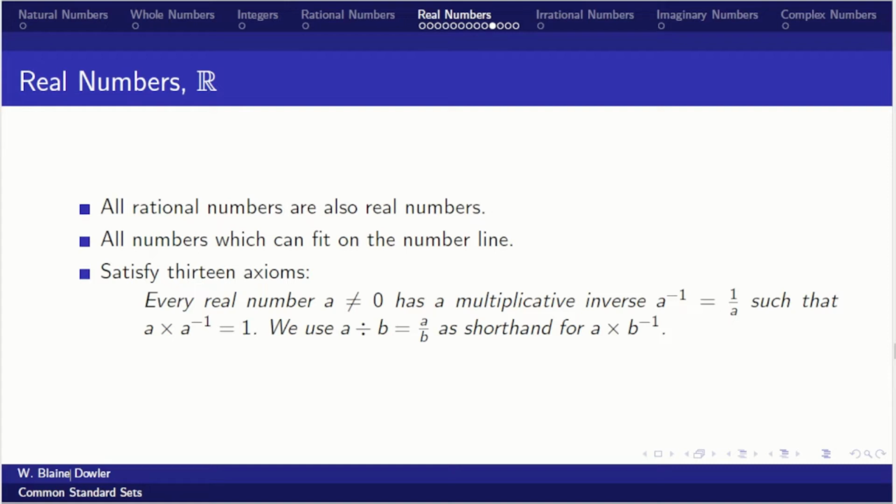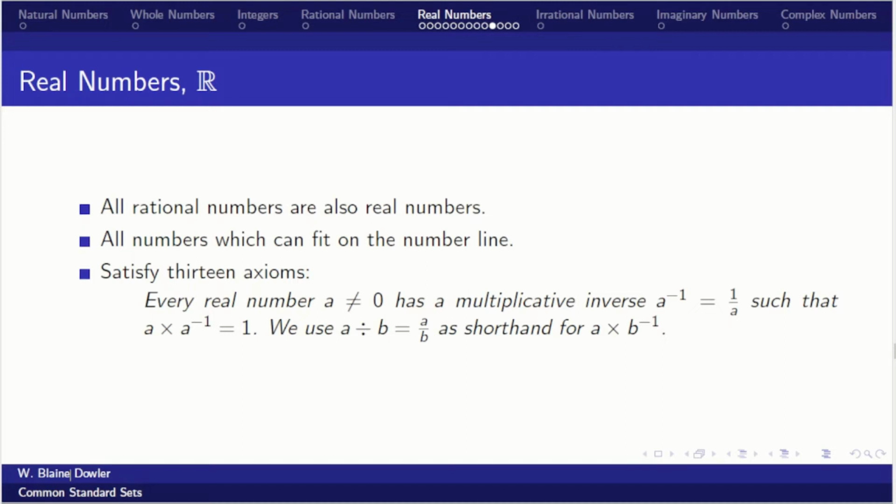When we're adding, every number has a negative. But when we're dividing or multiplying, not every number has an inverse or a reciprocal. 0 has no reciprocal. You cannot divide by 0. But a to the negative 1 or 1 over a are inverses. So you could take a times 1 over a and get 1. And a divided by b is a shorthand for a times the inverse of b.